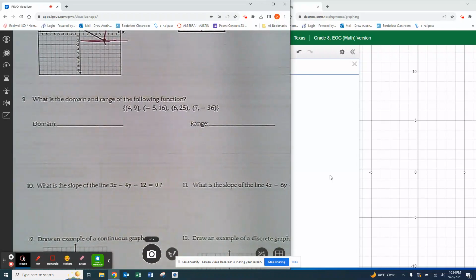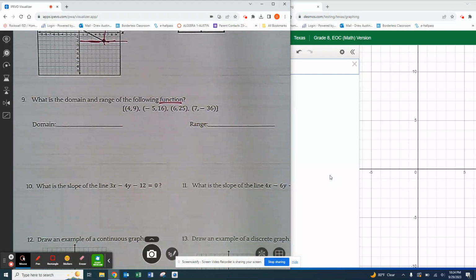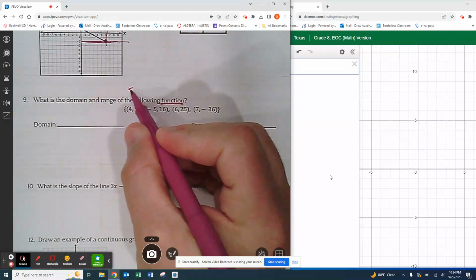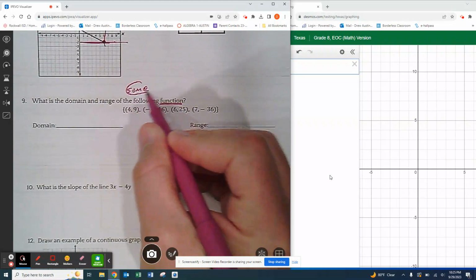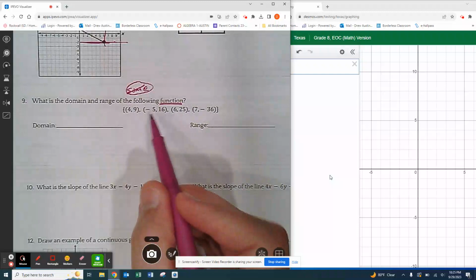Question number 9 reads, what is the domain and range of the following function? 4, 9, -5, 16, 6, 25, 7, and -36. So what's different about this function is it just labels it as a function. It doesn't call it a quadratic, doesn't call it a linear function. It just labels it as a function. It also does not have the word some. The word some is not in there. So because of that, I know that these are all of the points.